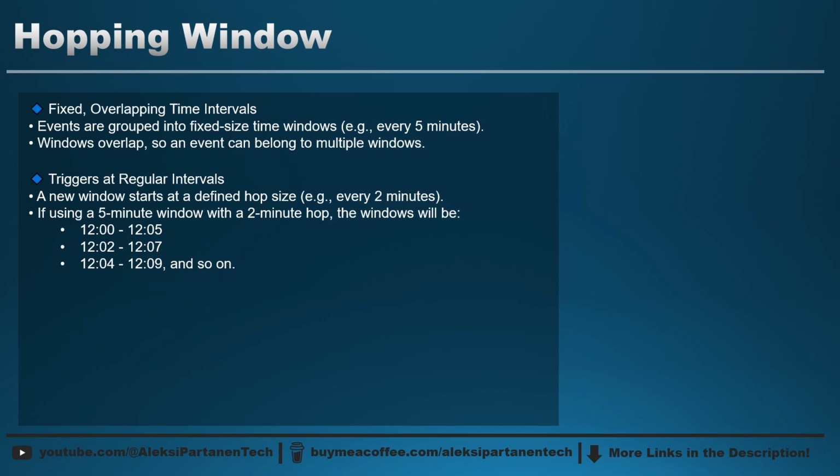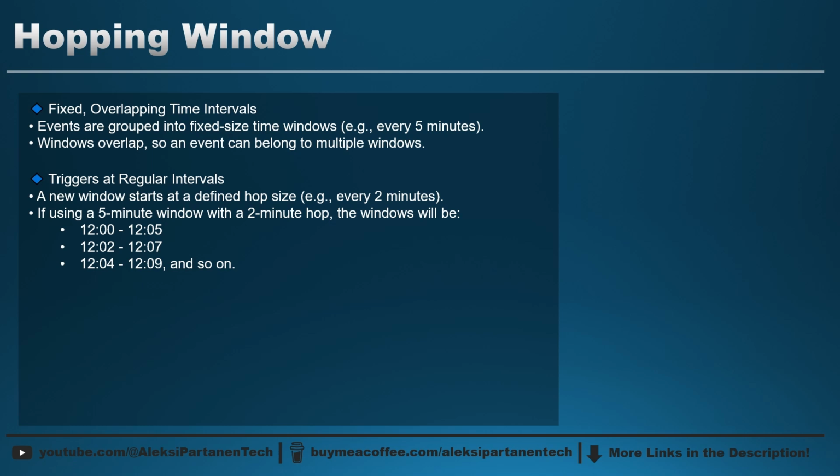For example, using a 5-minute window with 2-minute hop size, the first window will be from 12 to 12:05, and then the second window will start 2 minutes after the previous one started, so that they overlap, which means that with this configuration the second window will start 12:02 and run until 12:07, and the third window will start 2 minutes after the second window, which means that it will run from 12:04 to 12:09, and so on.